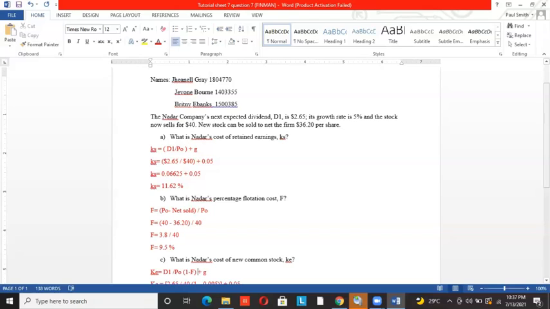Using the dividend growth model formula, which is the dividend over the share price plus the growth rate, you just plug in the numbers from the question. Dividend, which is $2.65, divided by the stock price, which is $40, plus the growth rate, which is 5%. That gives 0.06625 plus 0.05. The final answer is 11.62%.